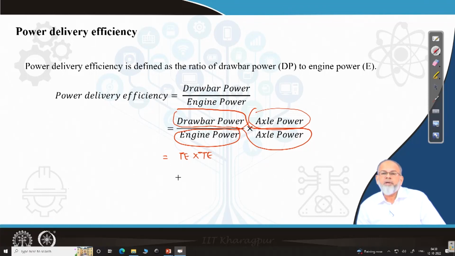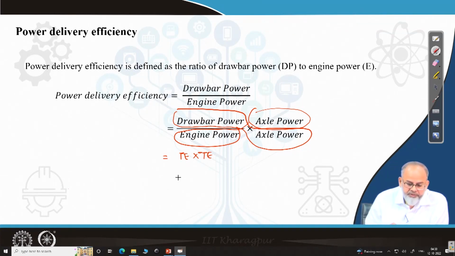Out of the engine power, how much power is converted to drawbar power can be determined by utilizing this parameter. The tractive efficiency is a component of this power delivery efficiency, whereas power delivery efficiency gives you the overall efficiency. If engine power is say X, out of that X, how much power is converted to drawbar power, that is the way by which you can calculate power delivery efficiency.